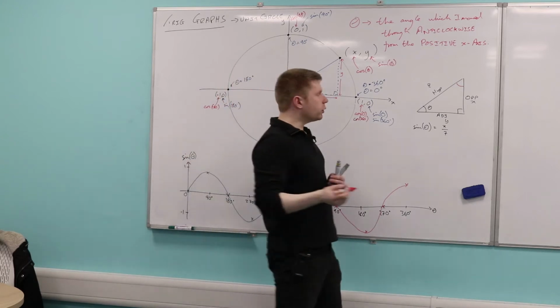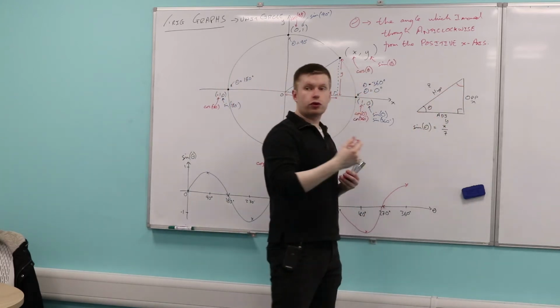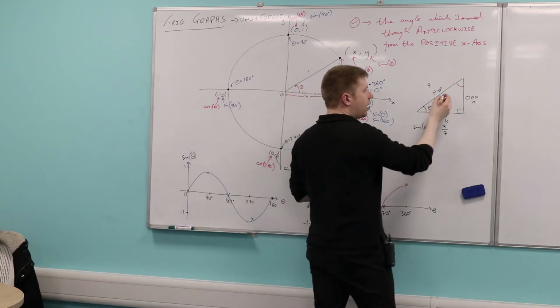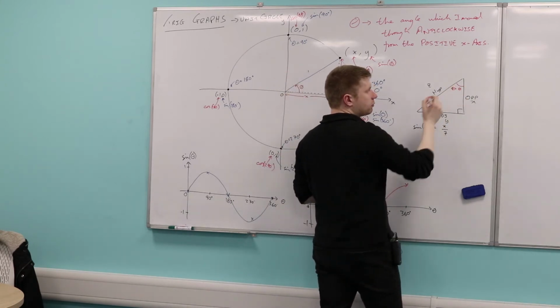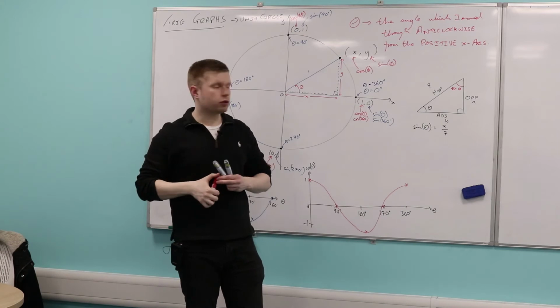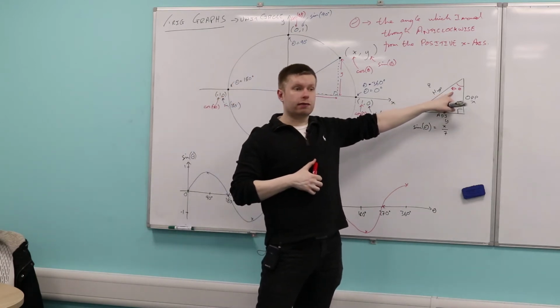So in other words, these two angles have to add up to 90 degrees. Therefore, if this is theta, this has got to be 90 minus theta. Happy with that? This was 20 degrees. 90 minus 20, that's my 70 degrees.